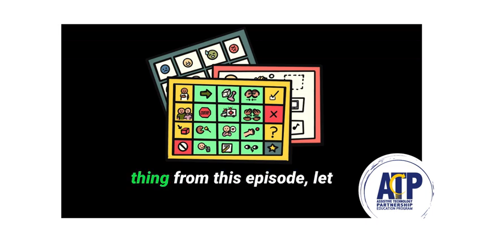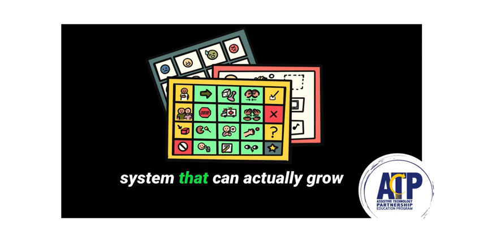So if you remember one thing from this episode, let it be this. We don't choose grid size based on how much language a person currently knows. We choose it based on how much language they can physically access. That shift in thinking is everything. It gives AAC users a robust system that can actually grow with them instead of one they outgrow in a few months.